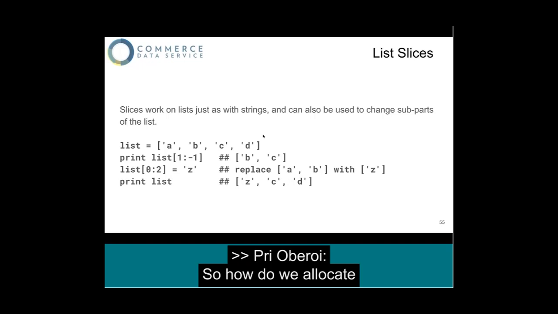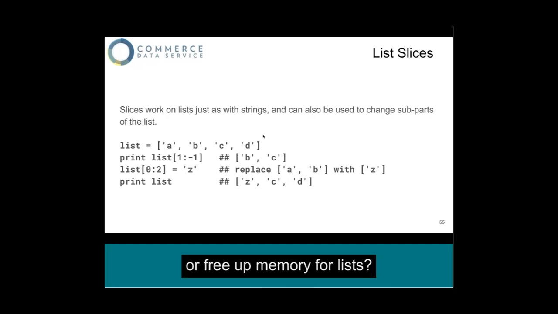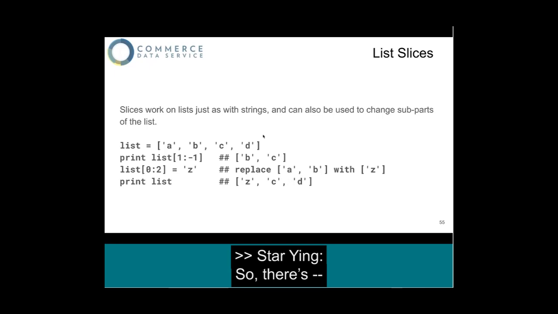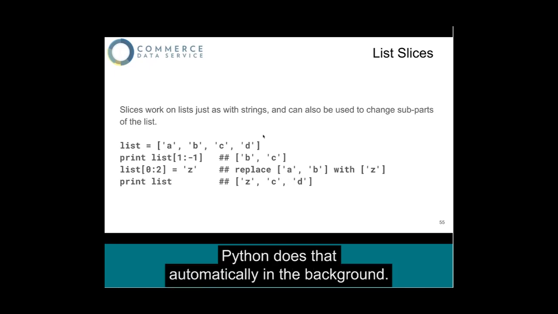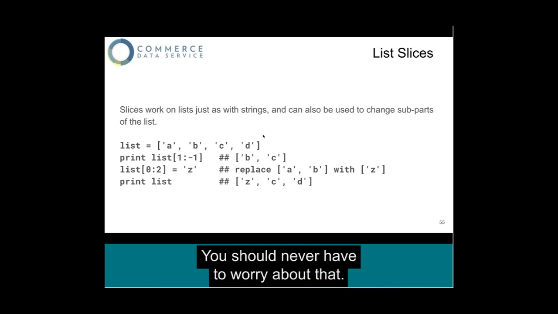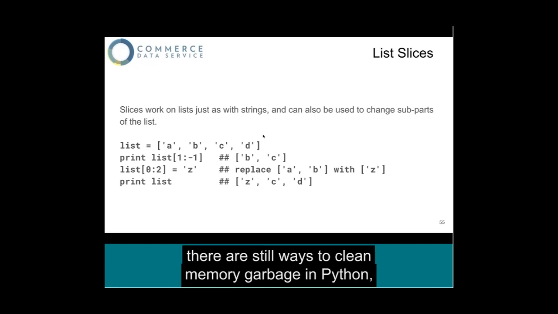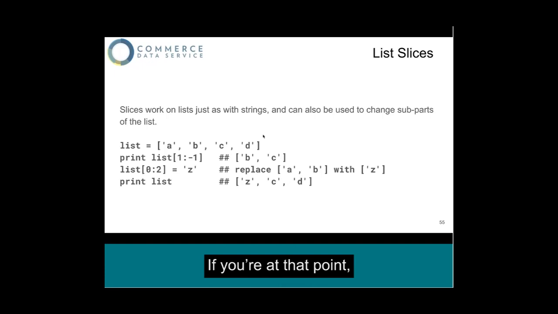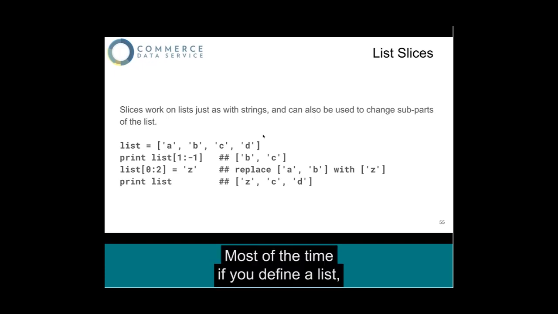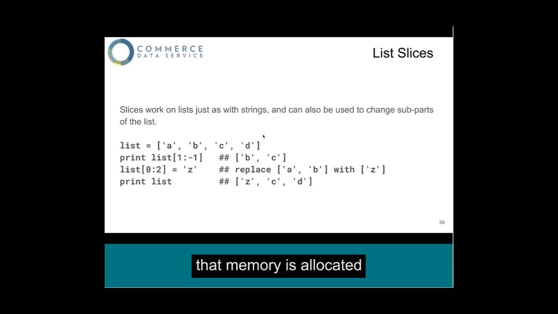So how do we allocate or free up memory for lists? Python does that automatically in the background. You should never have to worry about that. It's really limited by your computer specifications, and there are still ways to clean memory garbage in Python, but those things you should never do. If you're at that point, you're probably doing something wrong. Most of the time, if you define a list, that memory is allocated to you automatically by Python.